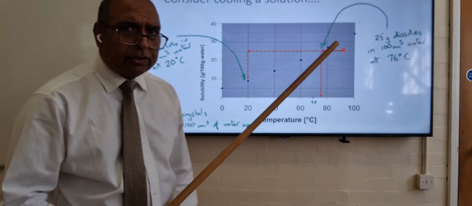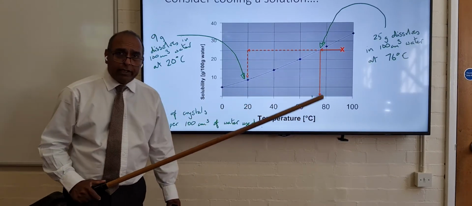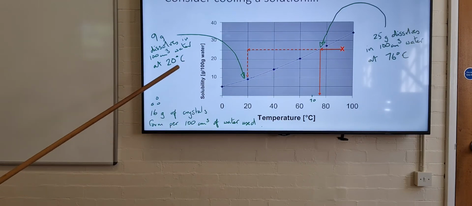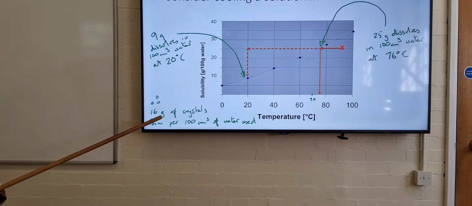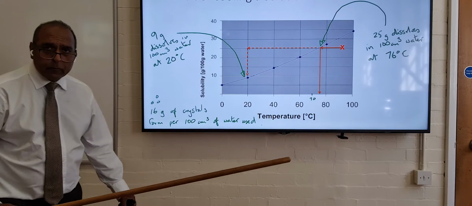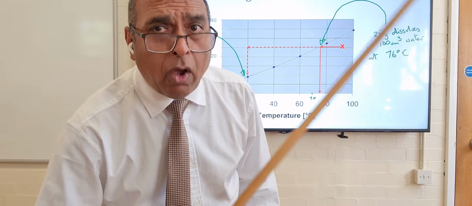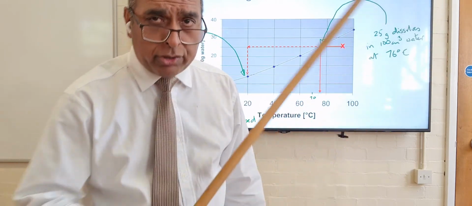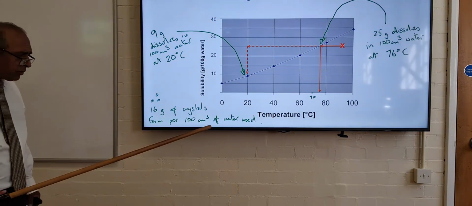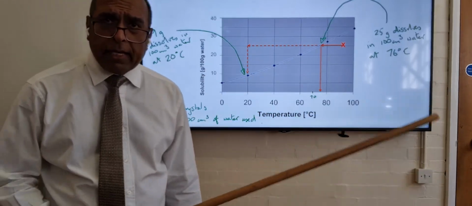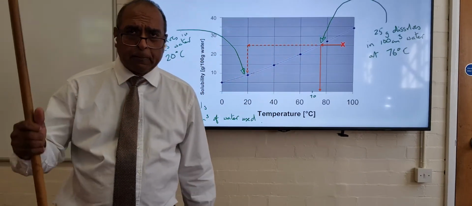So how many crystals must come out of solution in this crystallization? You must get the difference between 25 take away 9, which is 16 grams of crystals that will form, and that 16 grams of crystals will be per 100 grams of water or solution that you've got. So 16 grams of crystals will form per 100 centimetres cubed of water that you've used to make your solution in the first place. These kind of calculations can get tricky.